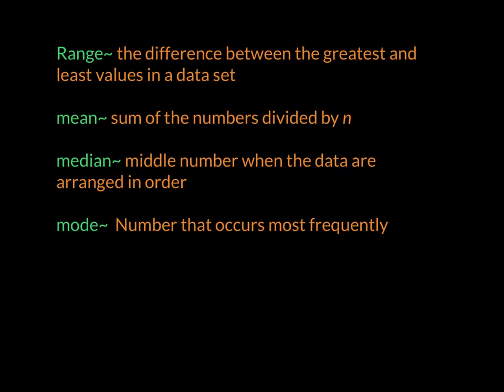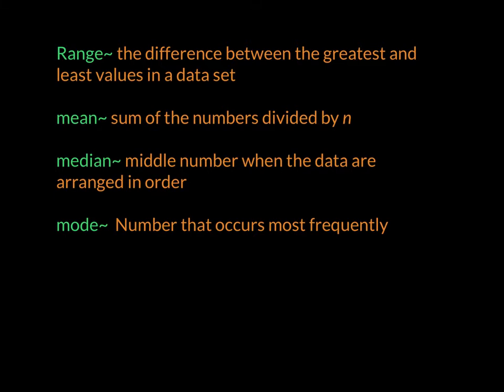The mean, that's the sum of the numbers divided by n. Median, that's the middle number when the data are arranged in order. I like to say the median, it kind of sounds like the word medium. Medium is right in the middle. So if you can remember that, median, medium, that's right in the middle, that helps remember the difference because it can get a little confusing when you're dealing with mean, median, and mode.